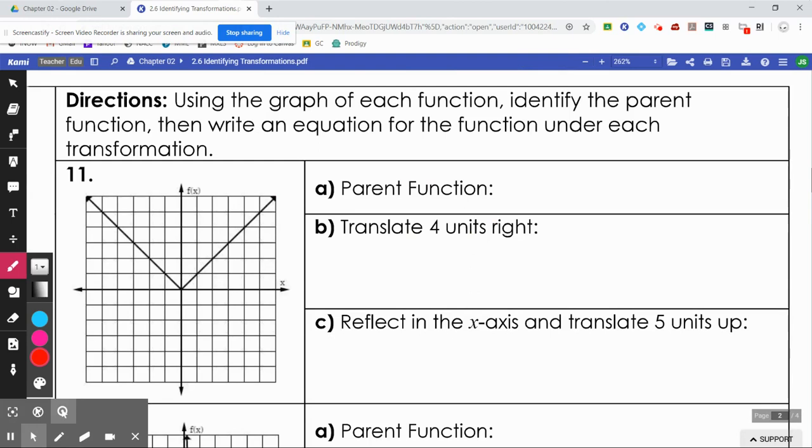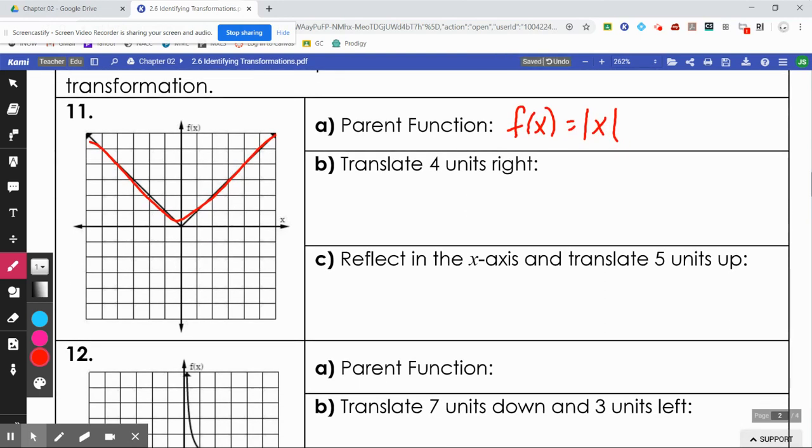Okay, in the next section, it says using the graph of each function, identify the parent function, then write an equation for the function under each transformation. So we're working these backwards. First off, let's identify our parent function. Anytime you have that V-shaped graph, that is going to be f of x equals absolute value of x.